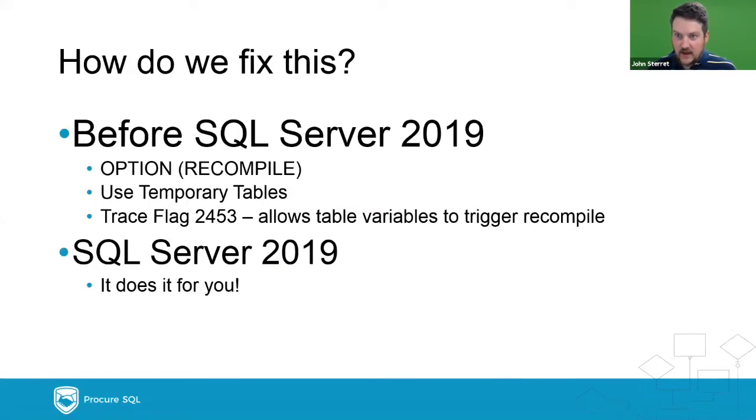So with that, how would we fix this before? If you're not on 2019, you've got a couple options. Option recompile you can use, and that will go ahead and force stats as it builds the plan at runtime. There's a lot of CPU overhead for this, so maybe not your best option. You could always use temporary tables, and then there's also a trace flag. The main thing we're showing you today, though, is that you don't have to do anything with 2019. It's going to do all this for you. So let's go ahead and take a look at that.